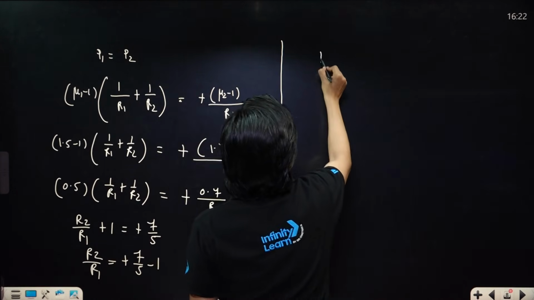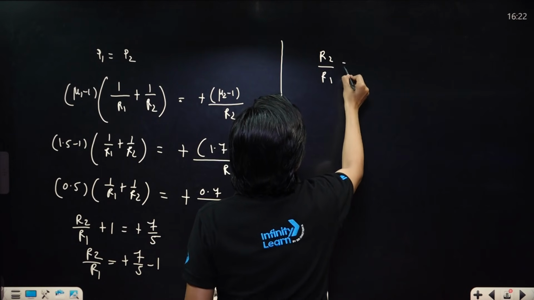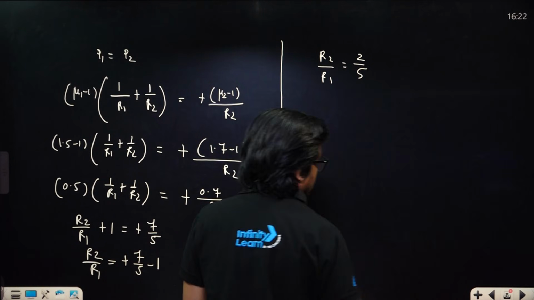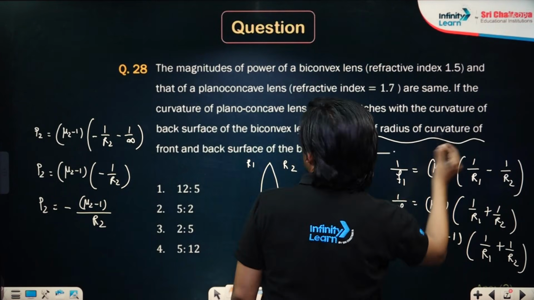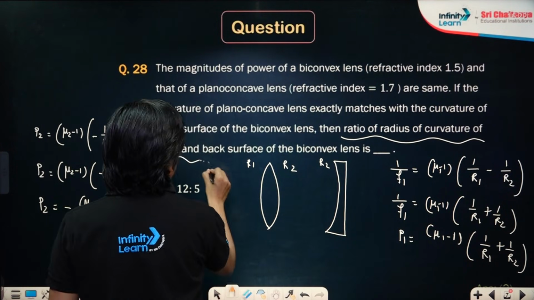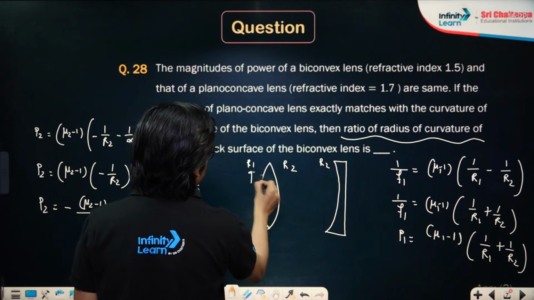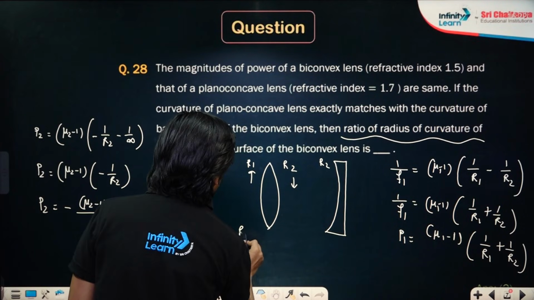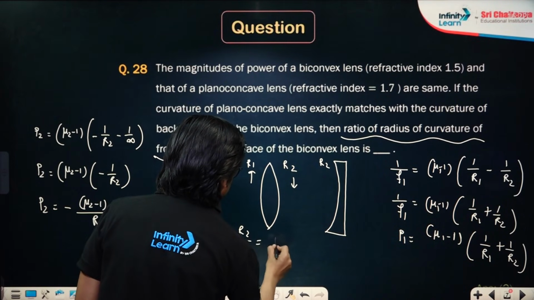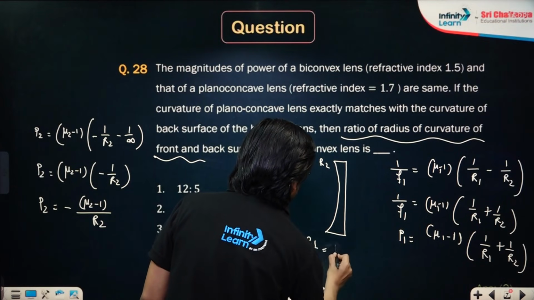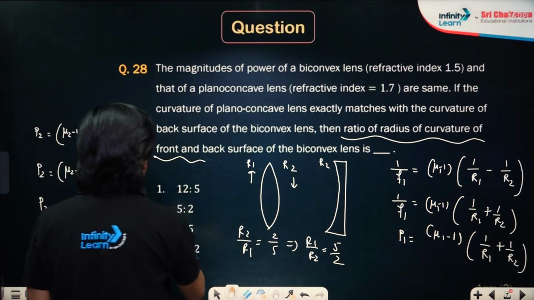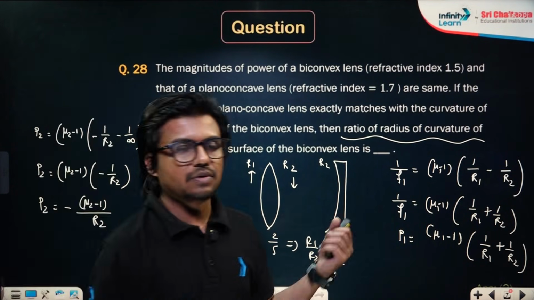Now R2 by R1 is just equal to 2 by 5. What are they asking? The ratio of radius of curvature of front and back surface. So front is R1, back is R2. R2 by R1 I have calculated is 2 by 5. This implies R1 by R2 is actually equal to 5 by 2. So 5 to 2 is the ratio.